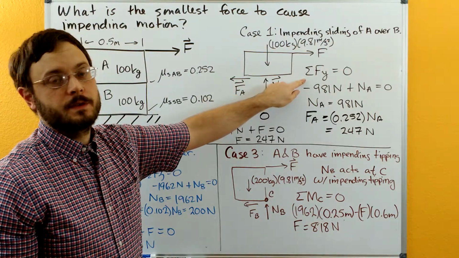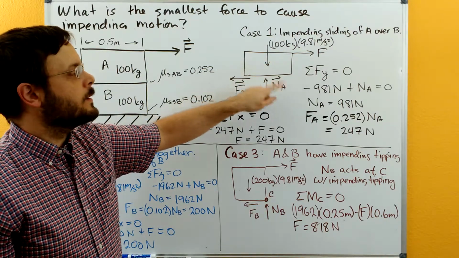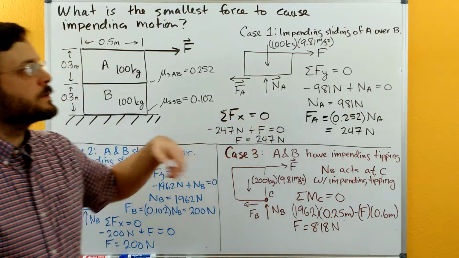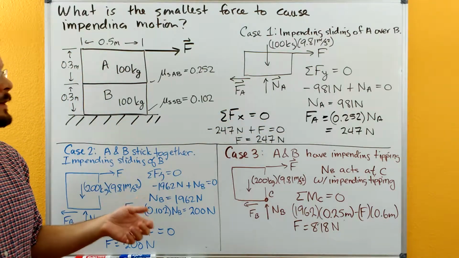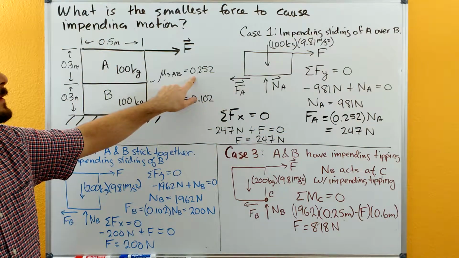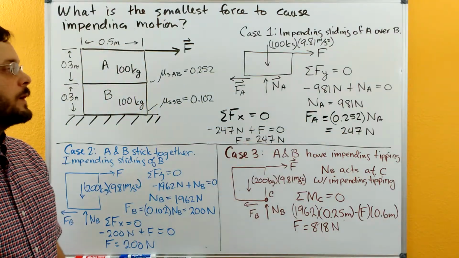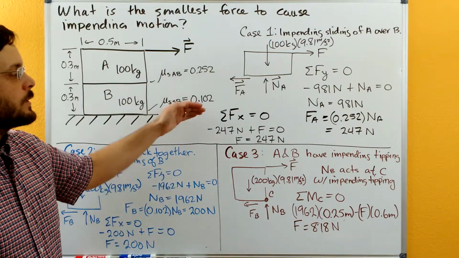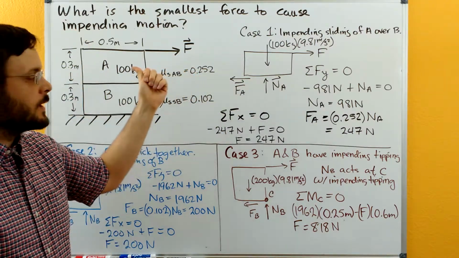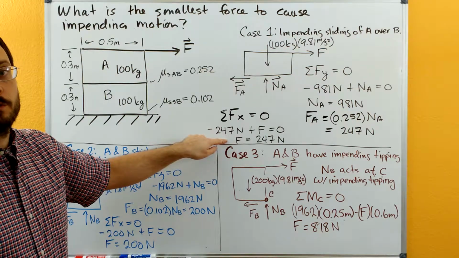Looking at the sum of forces in Y, we have the weight acting down, and then we have the normal force acting up. So we can calculate that the normal force is 981 newtons. Because we're assuming that we're at impending sliding, then we can say that the frictional force is equal to that coefficient of friction at the bottom of A times NA, and that gives us 247 for that frictional force FA. Then we can do sum of forces in the x direction and get minus 247 for FA plus F is equal to 0. And we'll get that F is equal to 247 newtons.